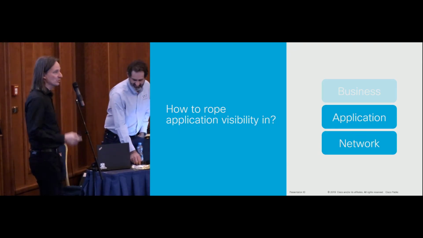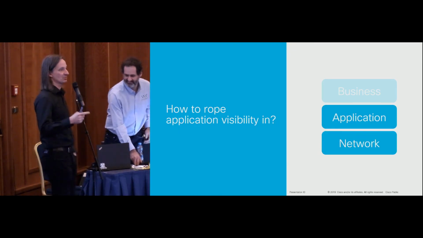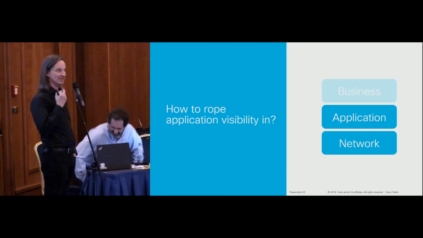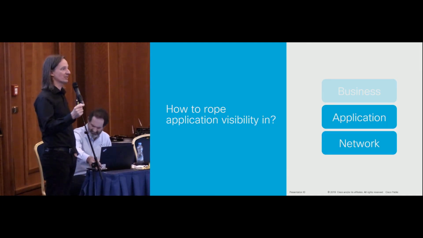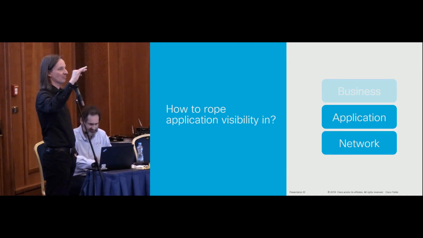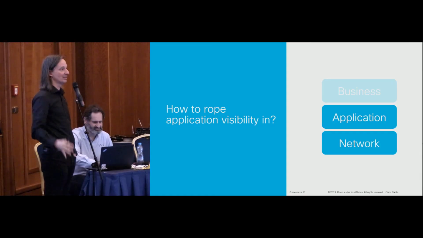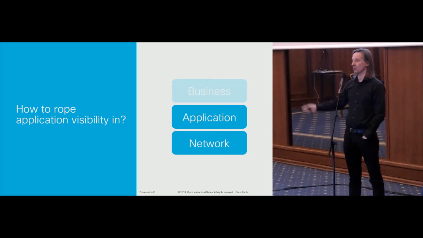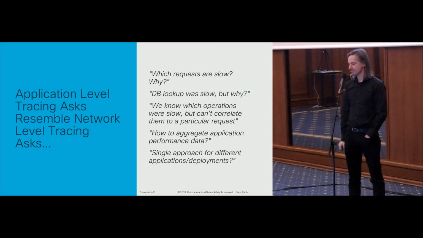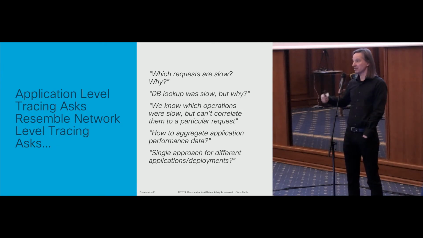And how do we rope application visibility into the overall flow so that we do something that is not there only for the network operator, but also for the app developer and the person who runs the app, be it the CI/CD person or some other operational team? Because the funny thing is, if you look at the questions being asked, they're very similar.